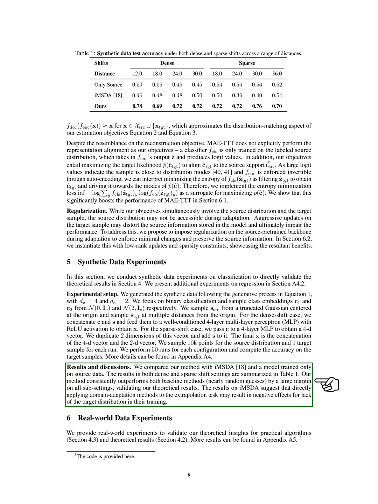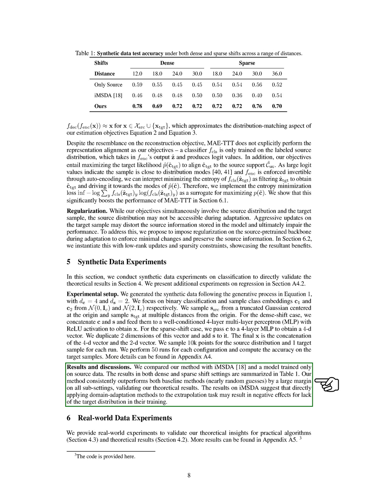In this section, we compared our method with IMSDA and a model trained solely on source data. The results, shown in a table, indicate that our approach consistently outperforms both baseline methods, which performed nearly at random across all settings. This supports our theoretical findings. The results for IMSDA reveal that applying domain adaptation methods directly to extrapolation tasks can have negative effects due to the absence of the target distribution during training.